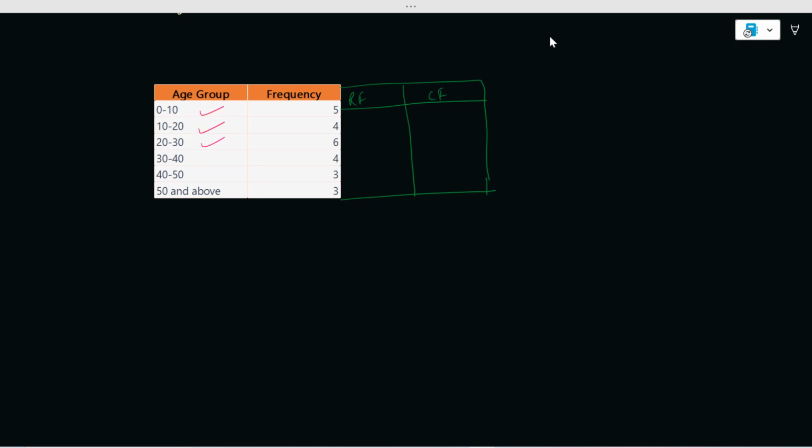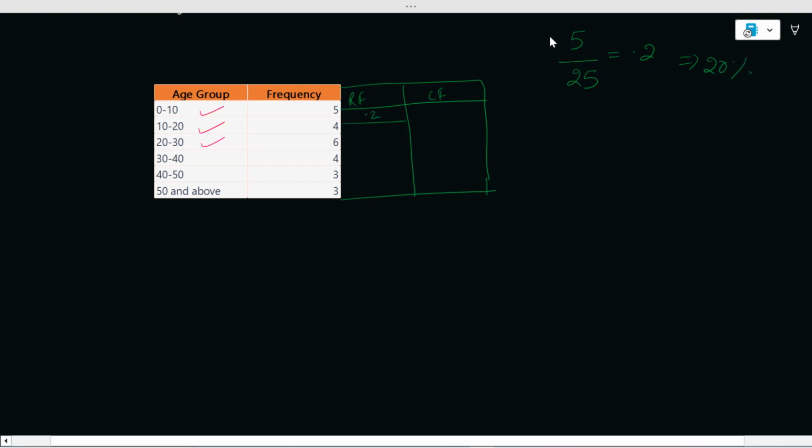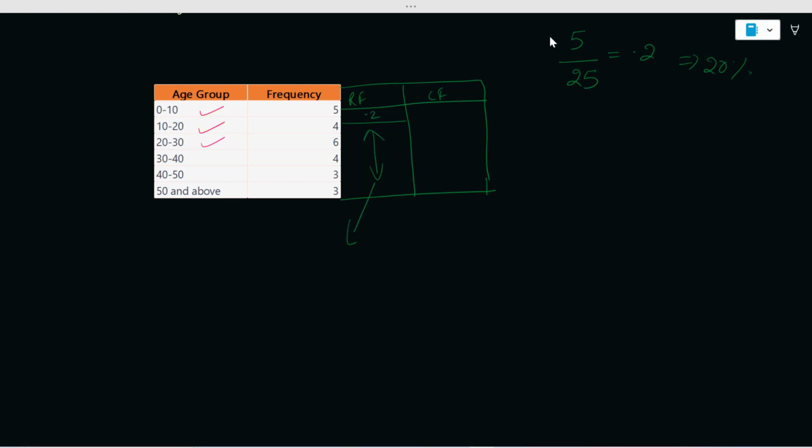So what is relative frequency? If we see the age group 0 to 10, it has a frequency, that is the number of customers belonging to this age group, as 5. And what is the total number of customers? It is 25, and we get 0.2 or 20%, right? So we have this as 0.2. Similarly, we can find the relative frequency for other age groups, and we can draw our histogram against relative frequency on the y-axis and again age group on the x-axis, or we can draw against cumulative frequency.